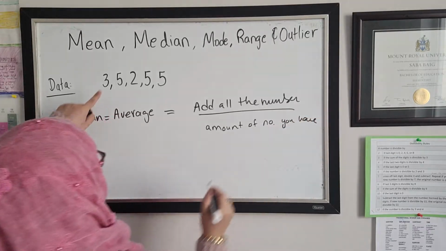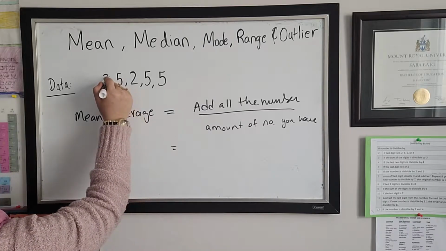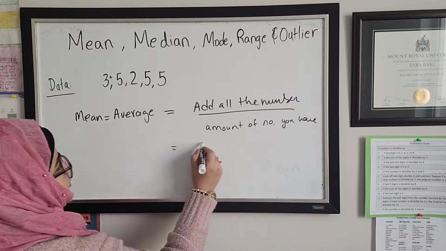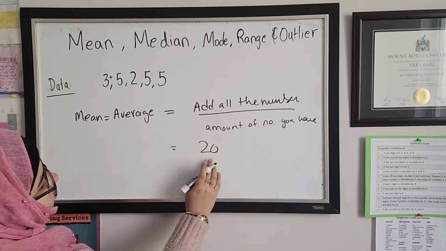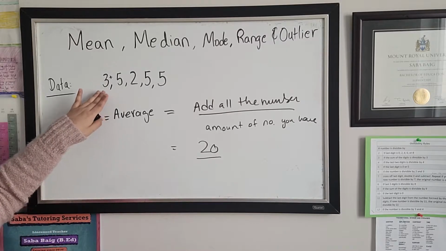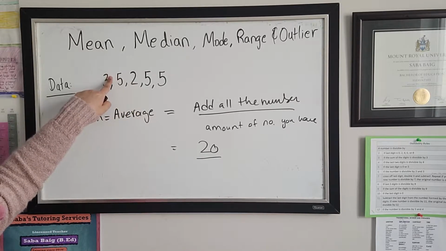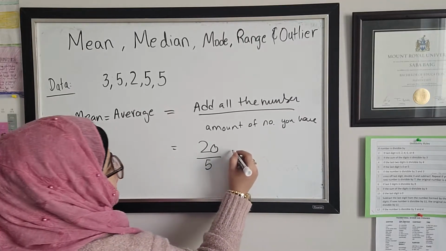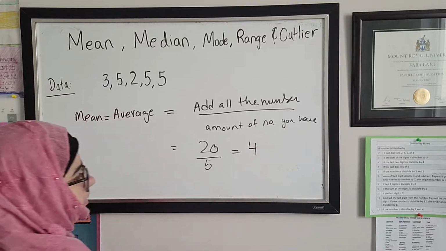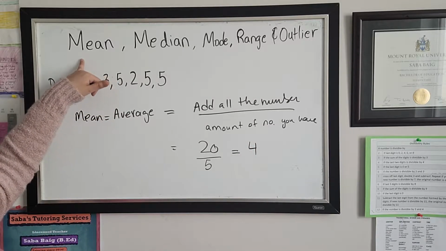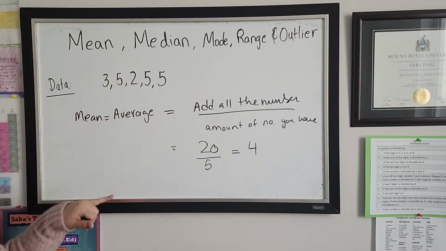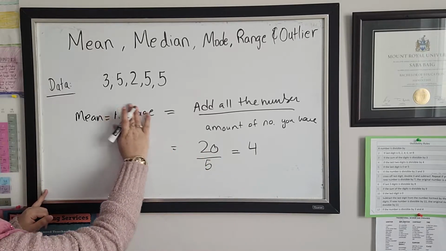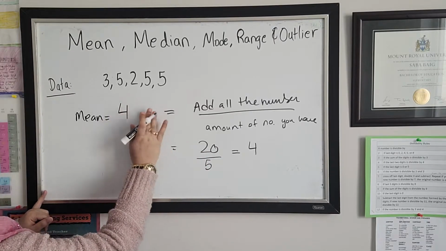Okay, so for example, I'm going to add all these numbers in my head. So 3 plus 5, 8, 9, 10, 15, 20. So the sum of the numbers is 20, divided by how many numbers do I have? 1, 2, 3, 4, 5. So I have 5 numbers. 20 divided by 5, that's going to give me 4. So the mean of this data is 4. Let's write it down over here.